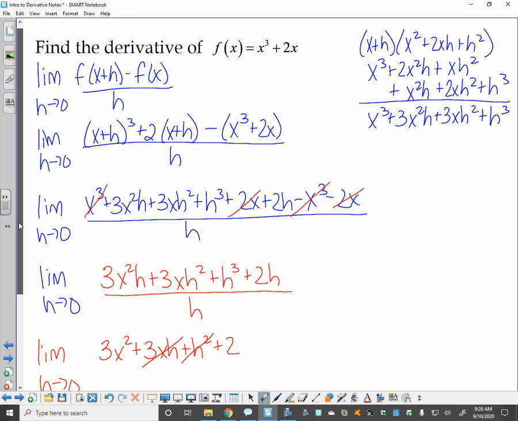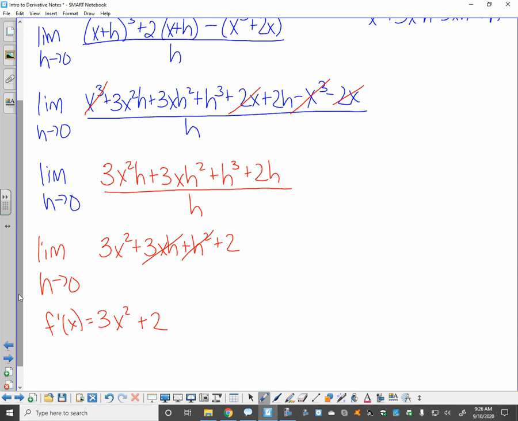Started with a cubic function and my derivative is quadratic. If you go back and look, when I gave you quadratic, your derivative was linear. When I gave you linear, your derivative was constant. So the derivative will knock it down a degree. It'll knock a polynomial down a degree.